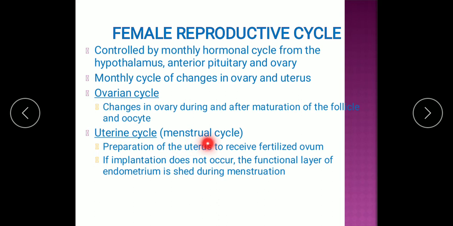Then the uterine cycle, or menstrual cycle: preparation of the uterus to receive the fertilized ovum. The uterus is prepared for implantation, to receive the zygote. If implantation does not occur, the functional layer of the endometrium is shed during menstruation. The endometrium is the innermost layer of the uterus.